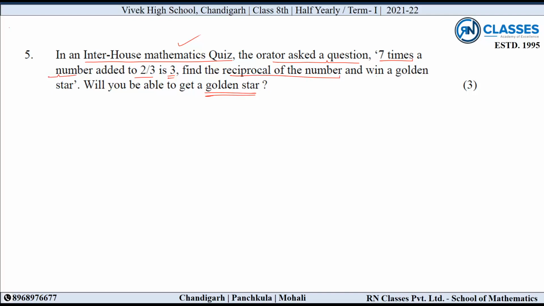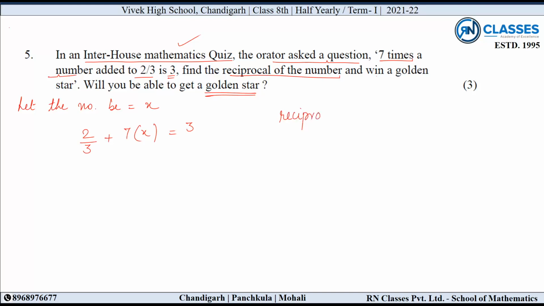The orator asked a question. 7 times a number. Okay. Do we have the number? No. Let the number be x. मैंने नंबर को ले लिया x. 7 times the number is added to 2 by 3. 2 by 3 में मैंने add करना है 7 times the number. 7 times the number is 7x, and the answer would be 3. Okay. Now find the reciprocal of the number.